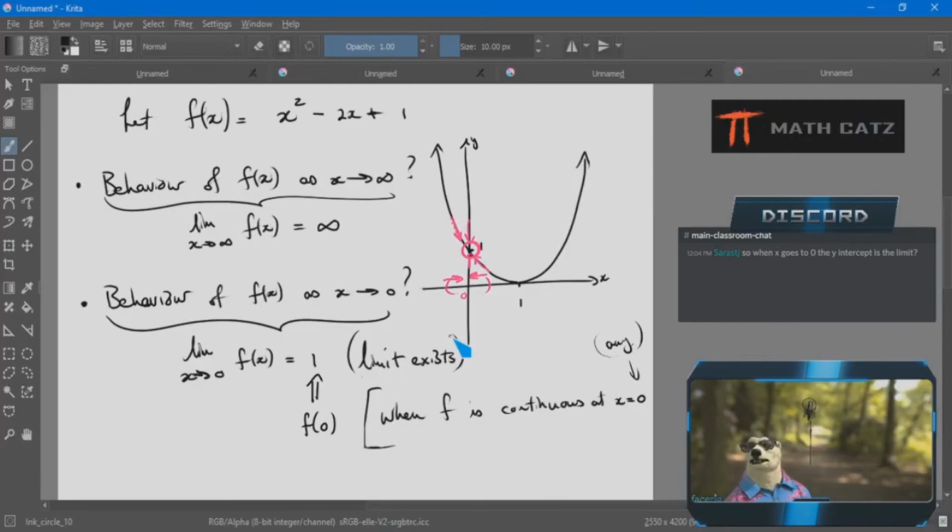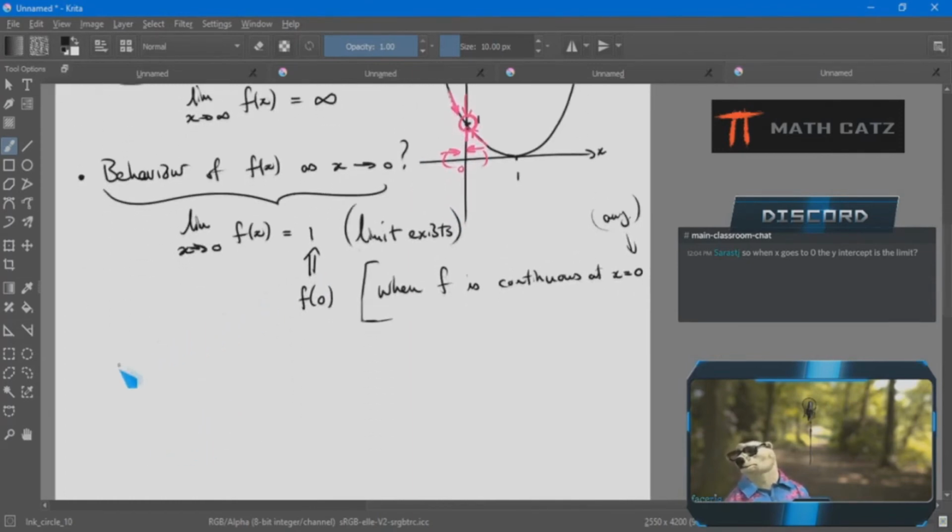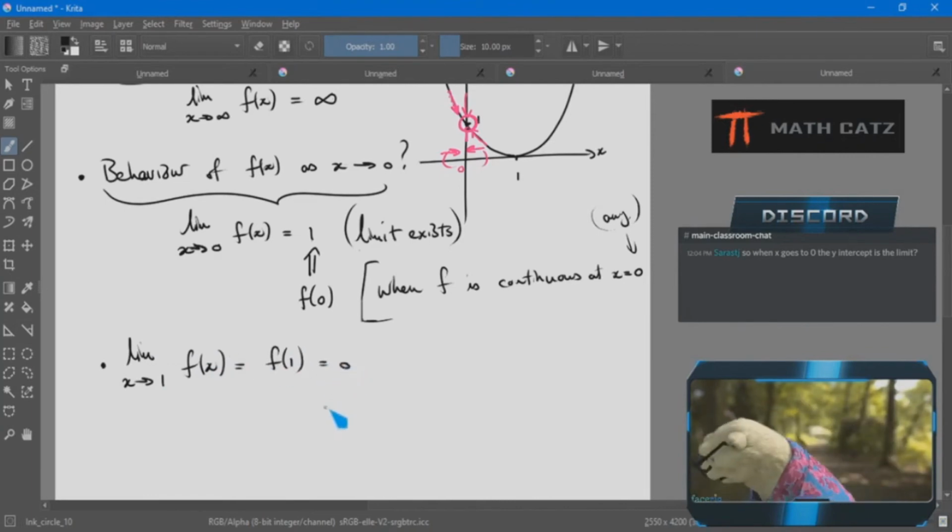For this function and this target x value of 0, the y value is getting closer and closer to what its value is. And in this case, it happens to be the y-intercept because x goes to 0. If x goes to something else, I could do another one. If x approaches, let's say 1, then it's going to be the y value that I get there, which is 0, right? It's this guy.